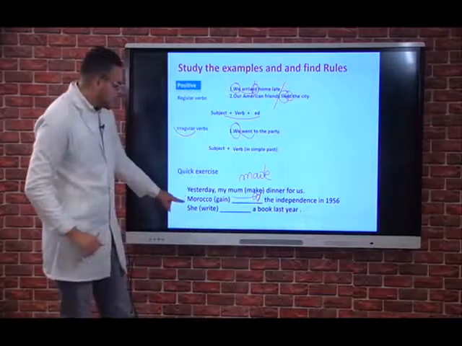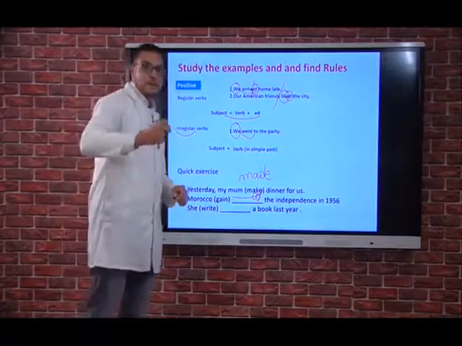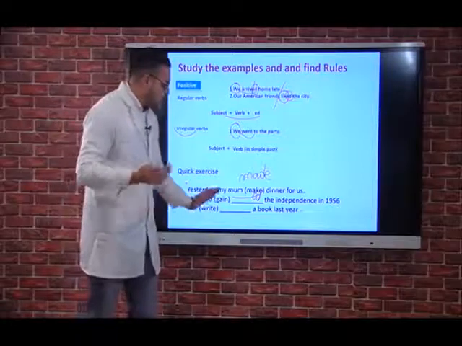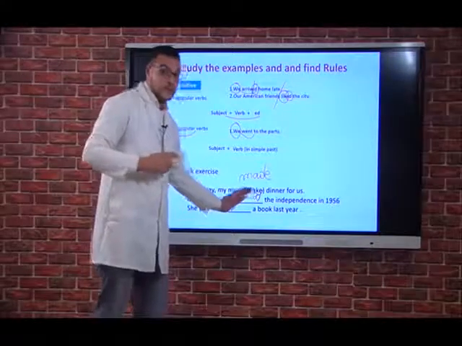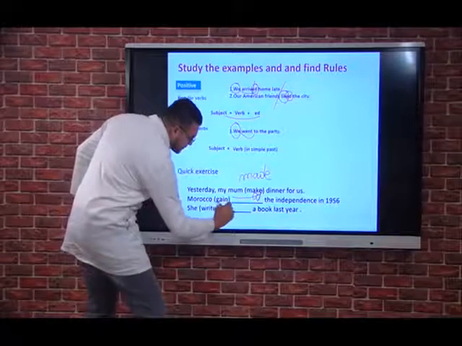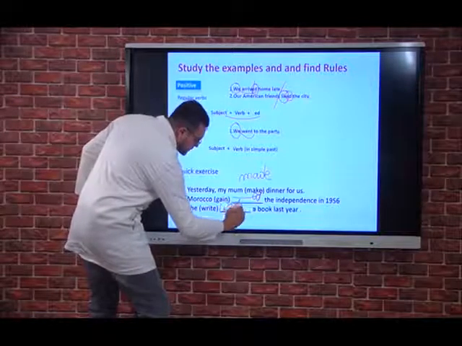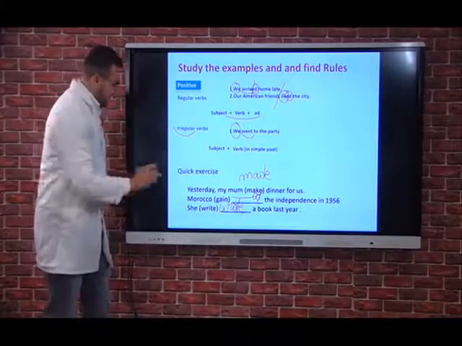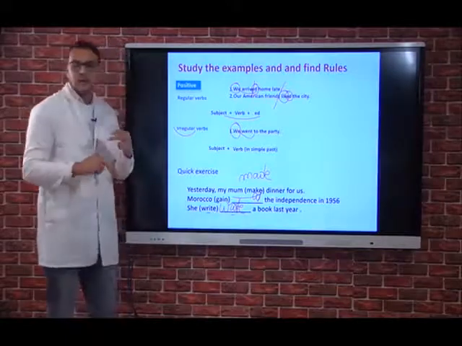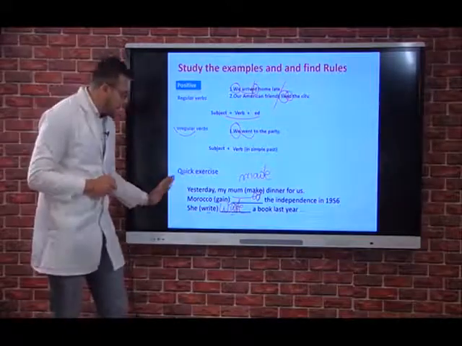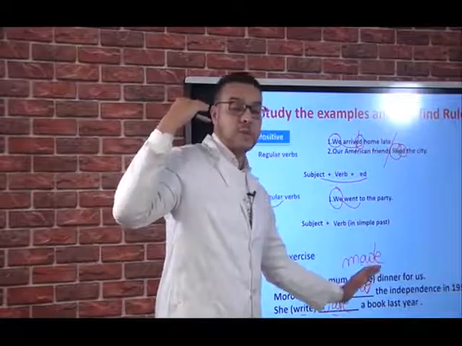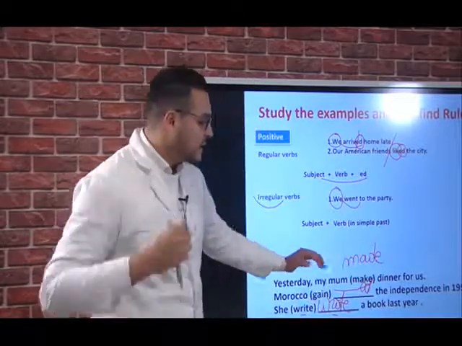The last one, she, and we have the verb to write. So what do we say? She wrote. Last year, it's a past expression. So she wrote. I turn this I into O to say she wrote a book with another time expression of the past, last year.